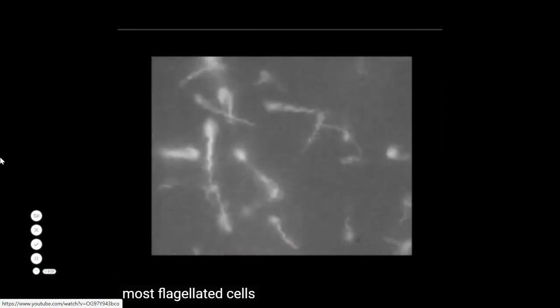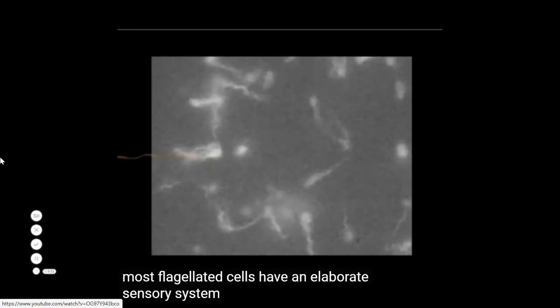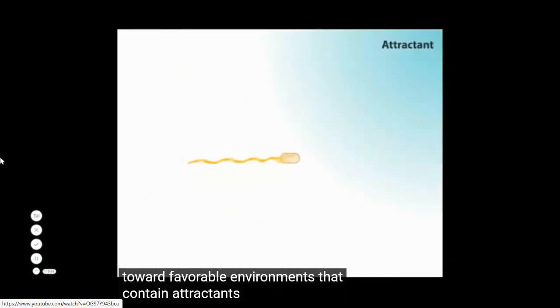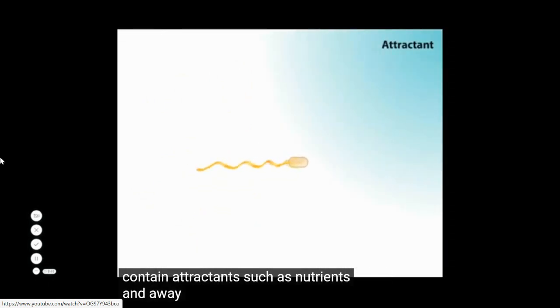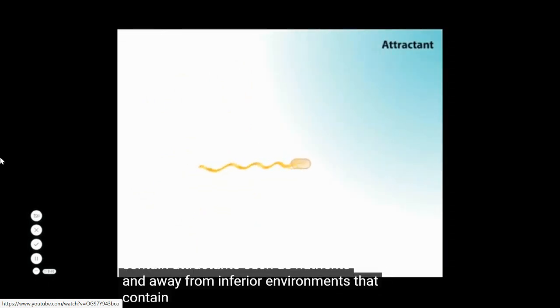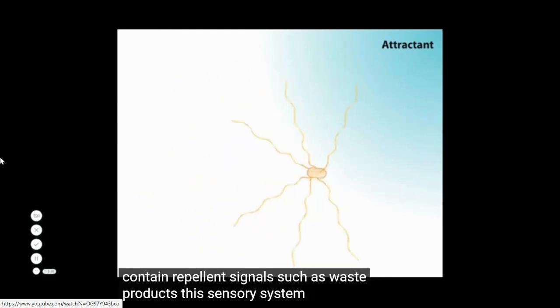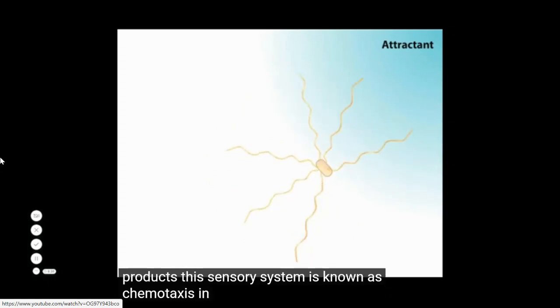Most flagellated cells have an elaborate sensory system that enables them to swim toward favorable environments that contain attractants, such as nutrients, and away from inferior environments that contain repellent signals, such as waste products. This sensory system is known as chemotaxis.